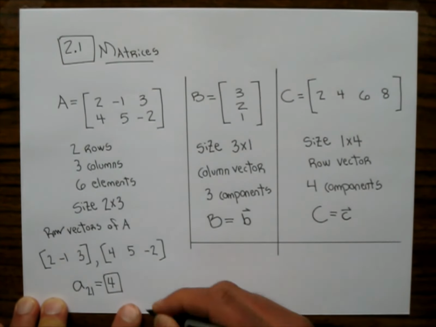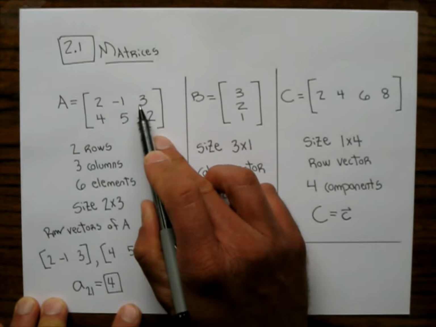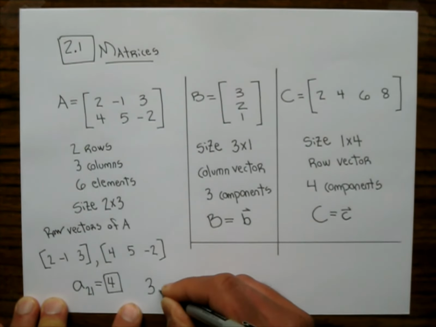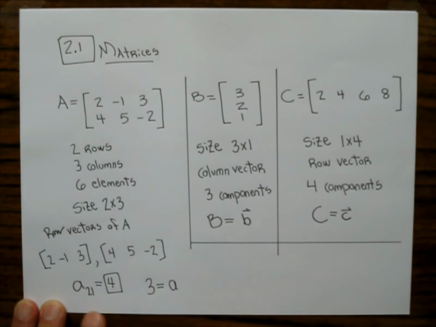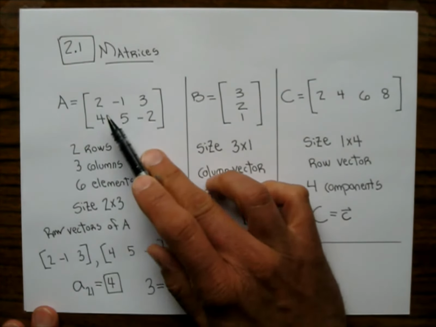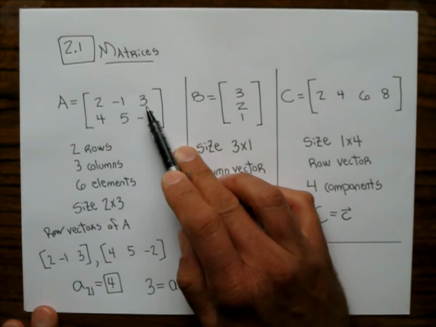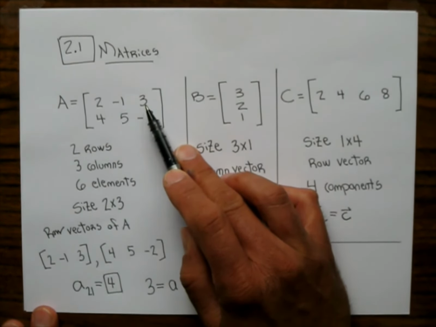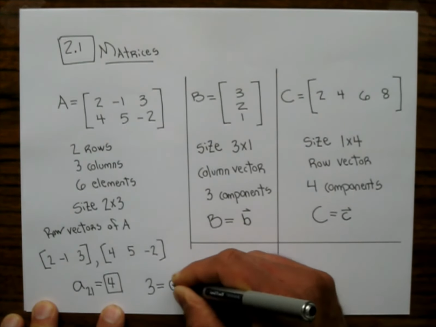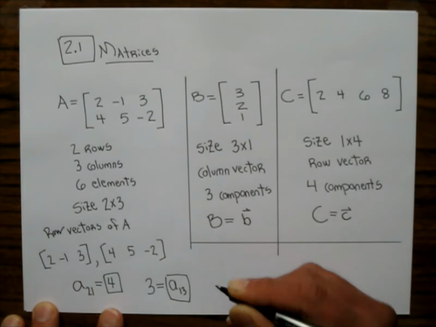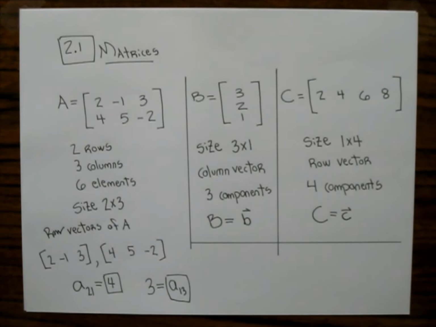Let me give you another problem. I'm going to pick an element from this matrix, like 3, and I'm going to have you go the other way. I'm going to ask, what is this? This is going to be A something. Well, there's only one instance of 3, which is good, and it's right there. So the subscript would be first row, third column. So that's A13. And that is the index notation for matrices.